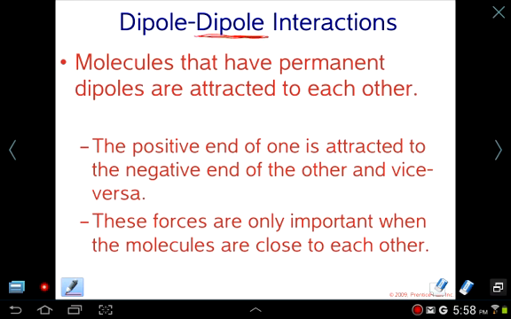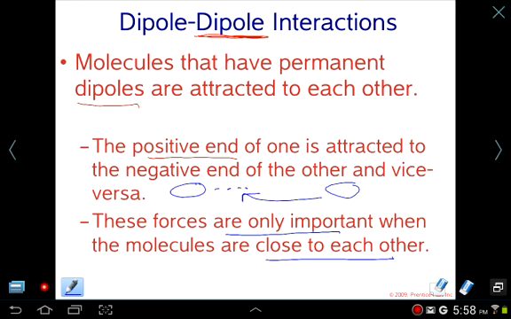So molecules that have permanent dipoles are technically polar, which means they have a positive end and a negative end. And the positive end is attracted to the negative end, is the idea. And here it says these forces are important when the molecules are close to one another, which makes sense because if the molecules are far apart, this force is too weak to be felt between the molecules. But it does come into play when they come close enough together. I think of it kind of like magnets.